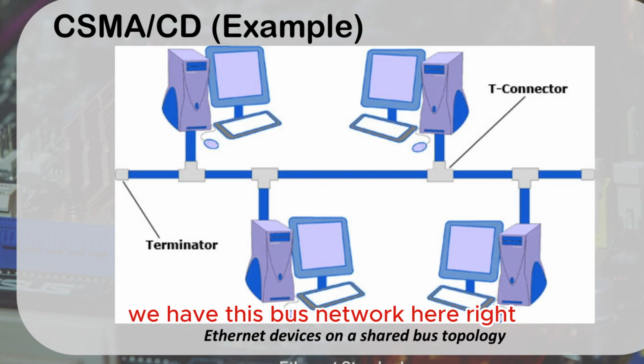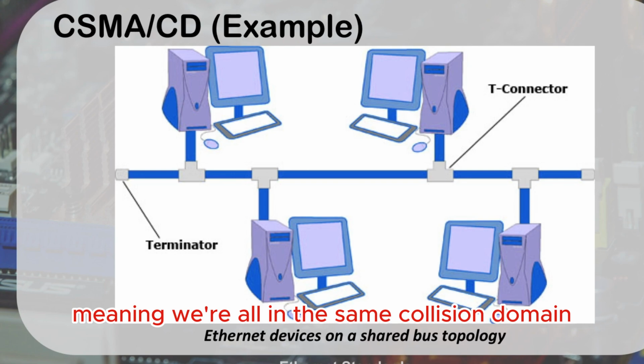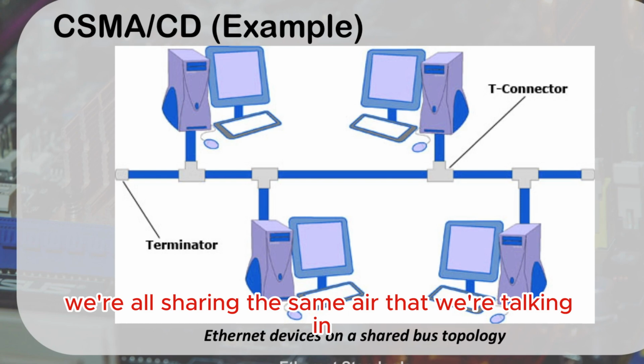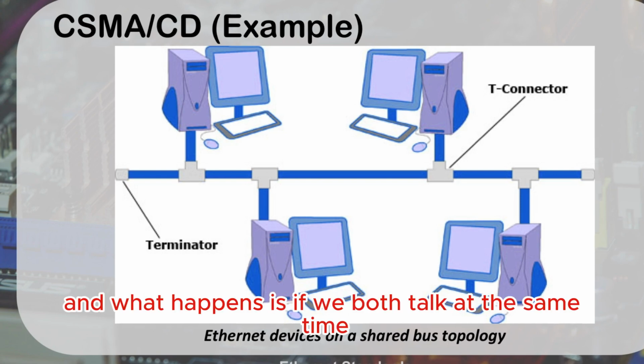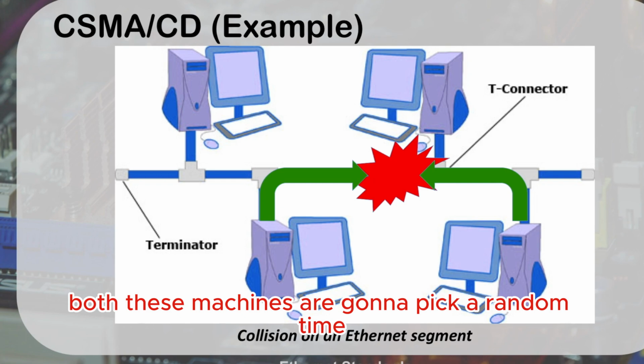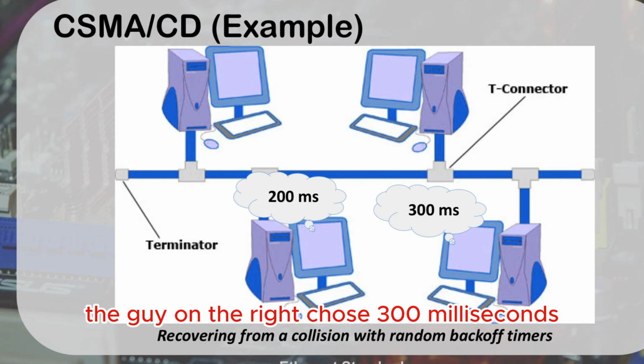We have this bus network here, right? And we're all on a shared bus, meaning we're all in the same collision domain because we're all sharing the same wire. In this classroom, we're all sharing the same air that we're talking in. And what happens is, if we both talk at the same time, we get a collision. And so what's going to happen is both these machines are going to pick a random time. The guy on the left chose 200 milliseconds. The guy on the right chose 300 milliseconds.